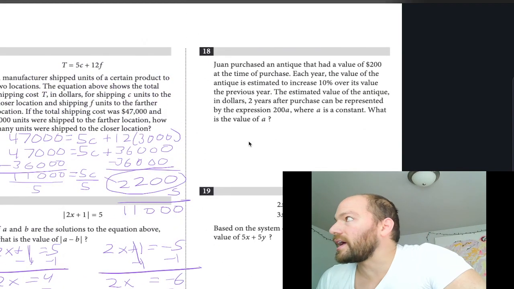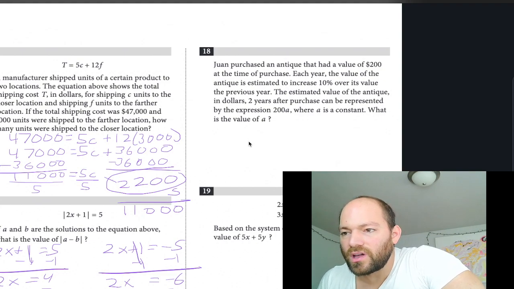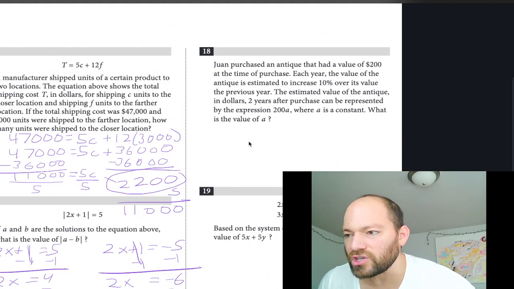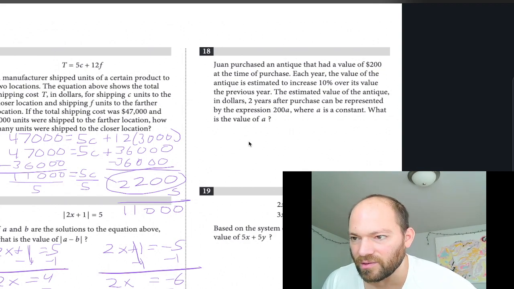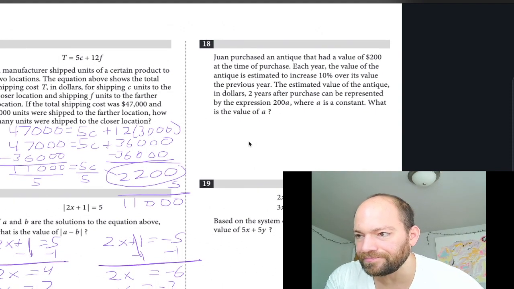Juan purchased an antique that had a value of $200 at the time of purchase. Each year, the value of the antique is estimated to increase 10% over its value the previous year. The estimated value of the antique in dollars 2 years after purchase can be represented by the expression 200 times A to the power of 2, where A is a constant. What is the value of A?